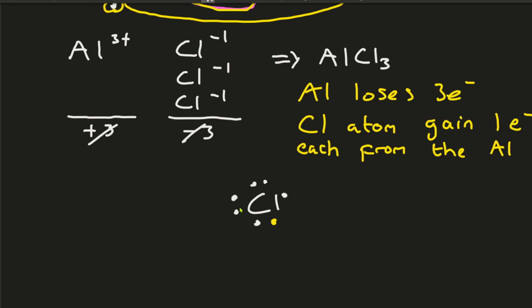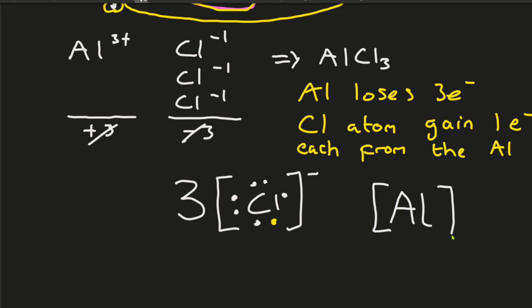Okay, and to show 3 of them, you don't need to actually write 3. You can just write a minus charge, and you can put a massive 3 in front like so to show that you've got 3 lots of chlorides. And you've also got our aluminium, which we know loses its 3 electrons, so now it doesn't have any electrons there, and you have a 3+ charge.